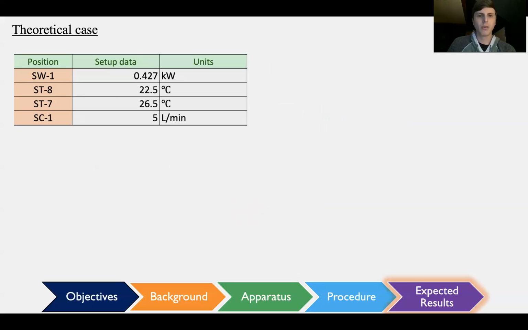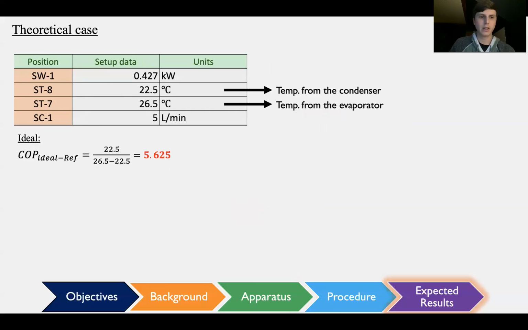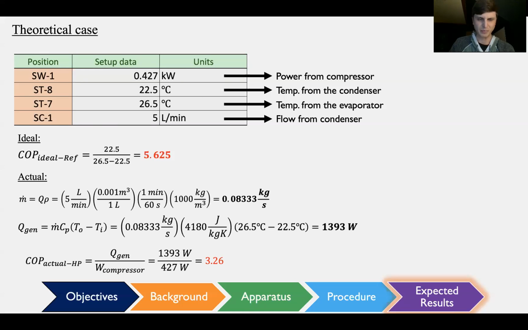So for the theoretical case, we set it to 5 liters per minute, and we were able to measure the compressor power right there at SW1. If we want to get the ideal refrigeration values of the COP, we took the temperature from the evaporator and the temperature from the condenser. We can say that the temperature from the evaporator is our lower cold value, and the temperature from the condenser is our higher end value. So we did the low temperature over the temperature of the hot minus the temperature of the low, which gave us a value of roughly 5.63.